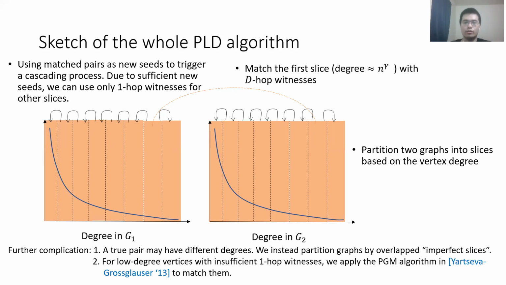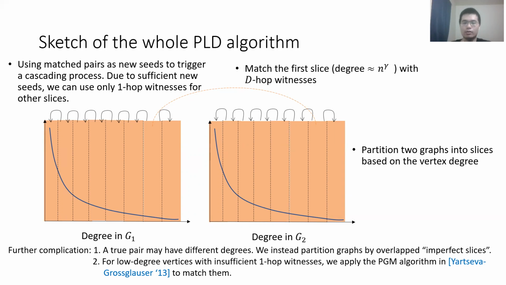Furthermore, there are 2 additional complications in our algorithm design. First, a true pair may have different degrees in G1 and G2. The 2 vertices of such a true pair may not be assigned into the same slice. Fortunately, the degrees of the vertices corresponding to a true pair should not differ too much. Thus, we enlarge slices a little bit in our algorithm so that, with high probability, the 2 vertices corresponding to a true pair can fall into the same slice.